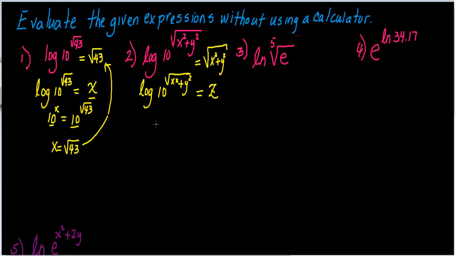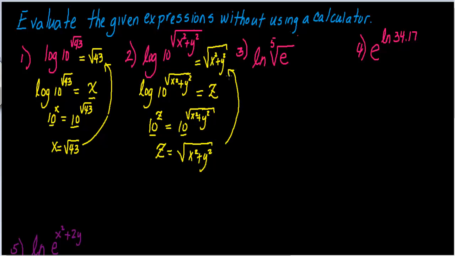So let's rewrite this as an exponential. I take my base, which is 10, I raise it to the z power, and that is going to equal 10 to the x squared plus y squared power. Now, if my bases are equal, then my exponents must be equal. So z is equal to the square root of x squared plus y squared. And that's what I had said originally. But this is the long way. Okay, let's do number 3.